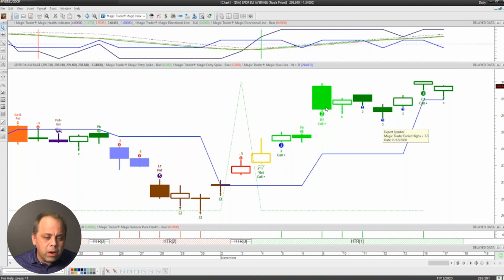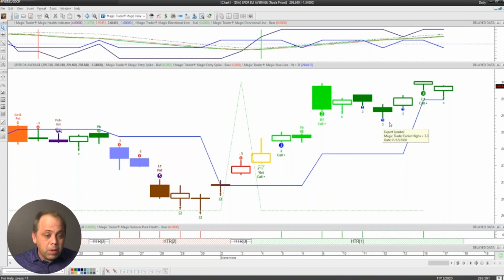The other thing I want to talk about with the software is these three symbols. If I highlight over one of these three symbols, it's going to pop up with an alert that says this is a Magic Trader earlier high. Then you'll notice there's a number right after it that says 3.3. The 3 means that this is projecting an earlier high. In other words, the software is projecting that you're going to have more highs in the future.